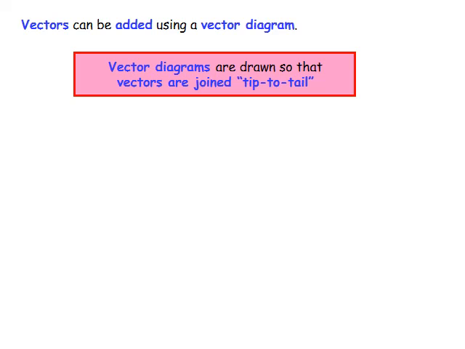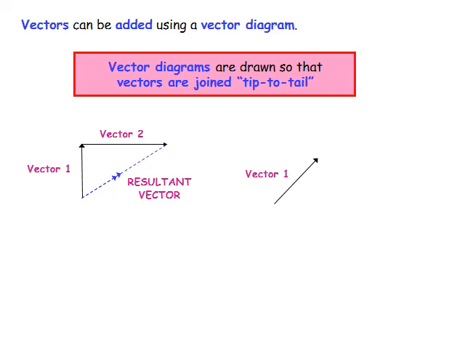Remember that vector diagrams should be drawn tip to tail. That means up one way, and then the tail of the second one is drawn from the tip of the first one, and the resultant is drawn in. Or up that way, and then draw in the resultant. It's important to draw them tip to tail, or your direction will not be the same as the resultant, and therefore will be incorrect.